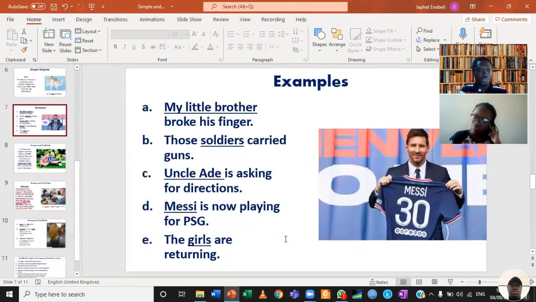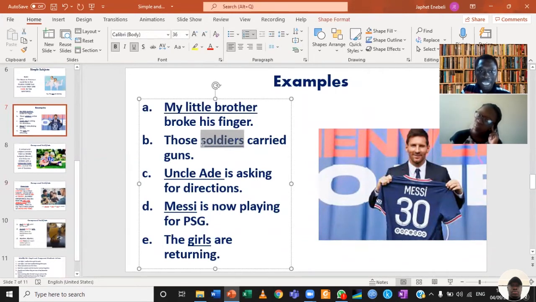My little brother broke his finger. Those soldiers carried guns. Now, you see here also, it doesn't matter if it's in the singular form or plural form. What they are looking for is one word. Now, take a look at this.